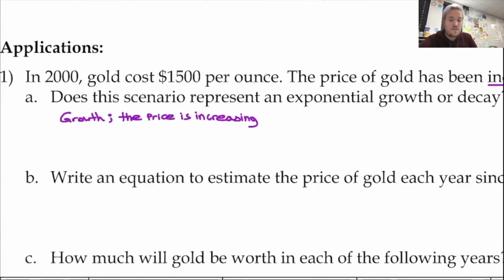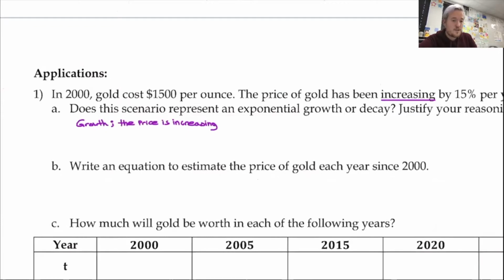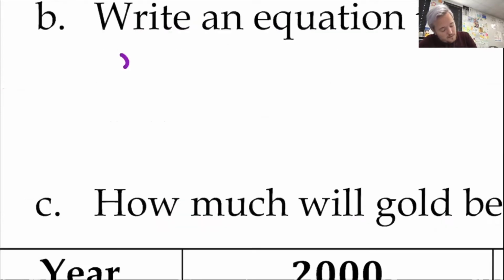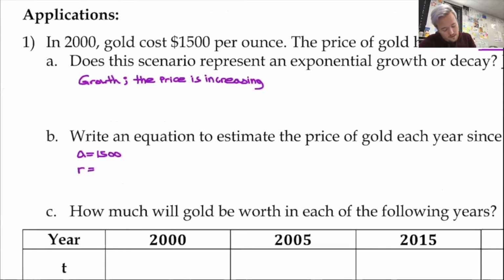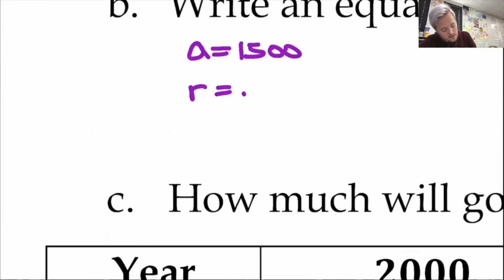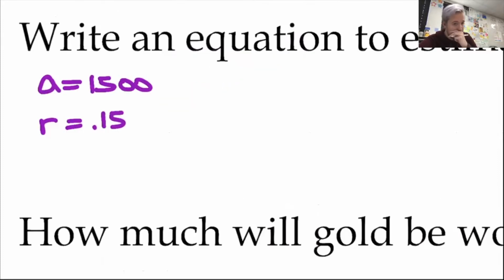All right. So now you want to actually write an equation to estimate the price of gold in each year since the year 2000. Remember, it's starting off at a price per ounce of 1,500. And the growth rate, so it's going to be increasing by 15% per year. Had to go back to the problem. So our growth rate is 0.15.